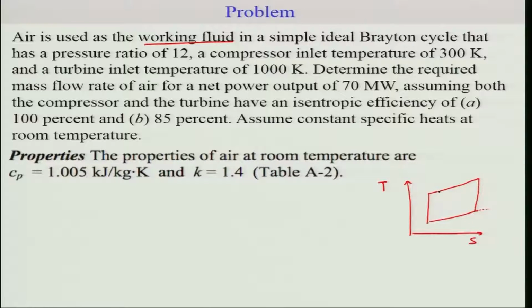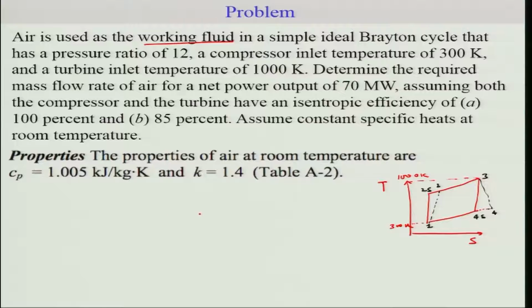Okay, so this is nothing but your 4S, 2S, 2, and this is your 3, and this is your 1. What we know is that the turbine inlet temperature is 1000 Kelvin. Now the turbine process is basically 3 to 4, so the inlet will be at 3. So this is your turbine at 1000 Kelvin, and the compressor inlet temperature is 300. So 300 is 1 because this is the inlet of a compressor.